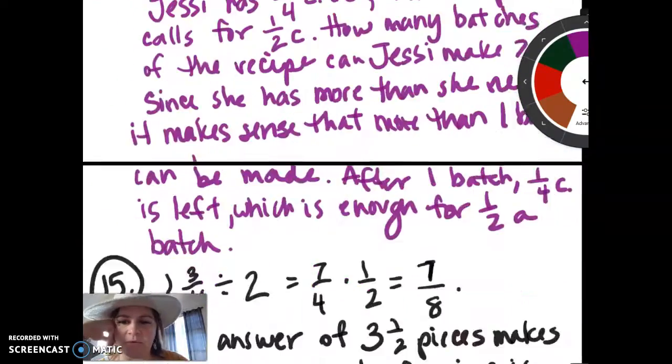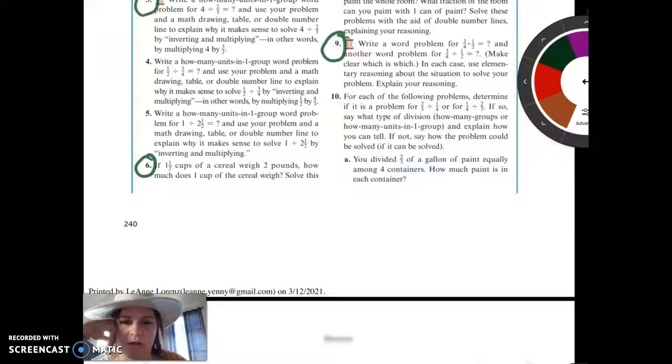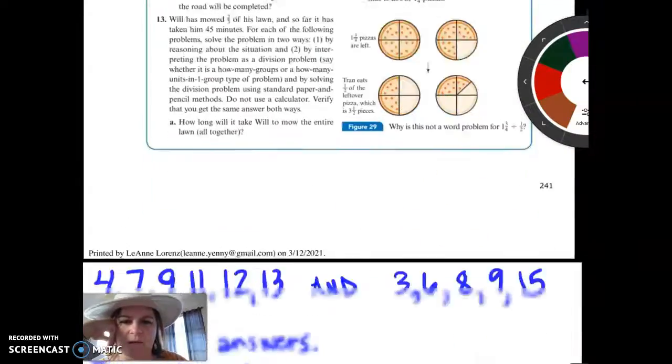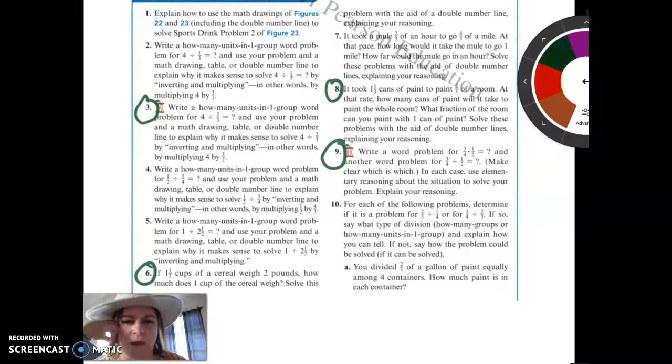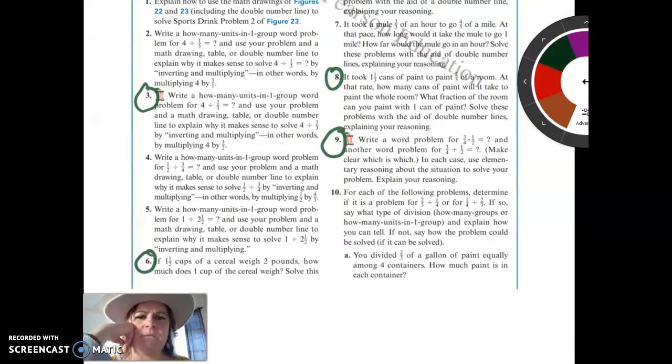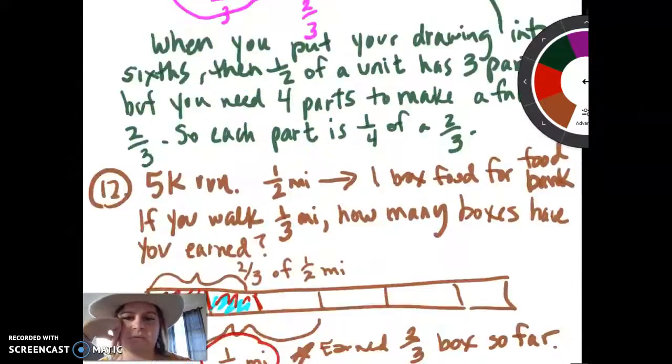Let's go to number 9. We'll do 9 and 15, and hopefully this video will be much shorter. All right, so number 9, again, we're in section 5. Number 9, write a word problem for 3/4 times a half, and then another problem for 3/4 divided by a half. And these are two confusing pieces.